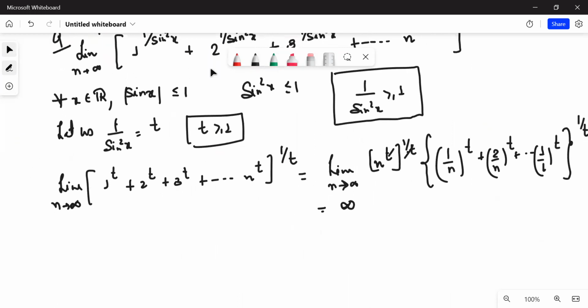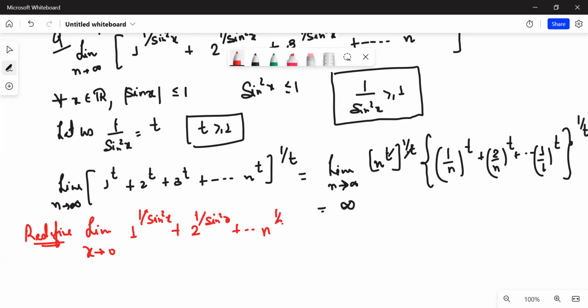So I think I made a mistake. I'll redefine the question. Let us redefine this question. If it is asked as before, then the answer would be infinity. Let us write limit x tends to 0. And I think this should be the question then. I thought there is a certain mistake in the book. I think this should be the question. Now do this question.